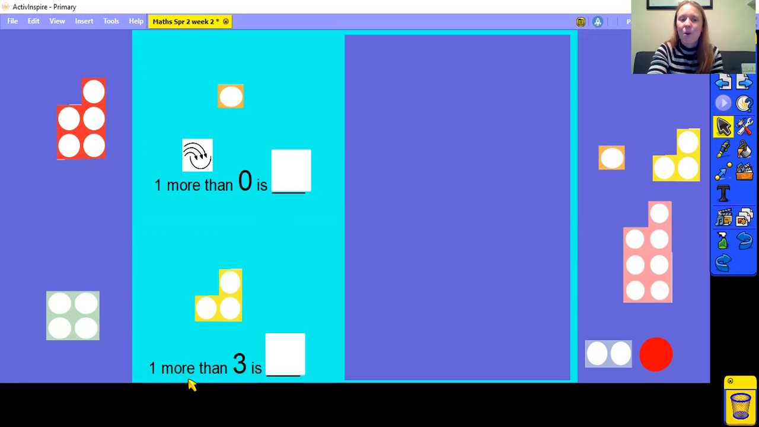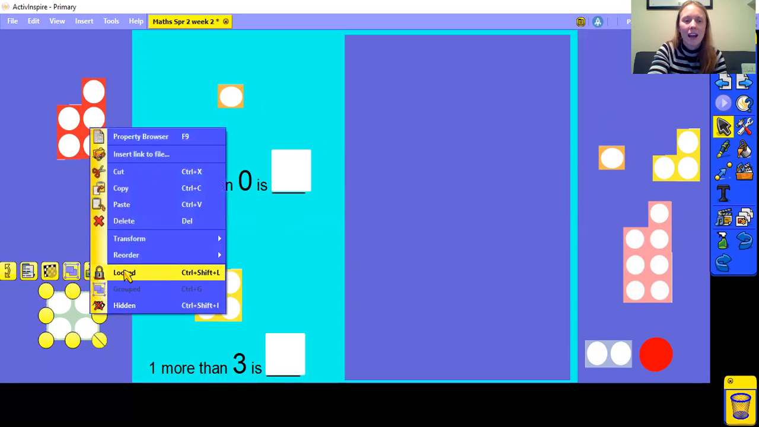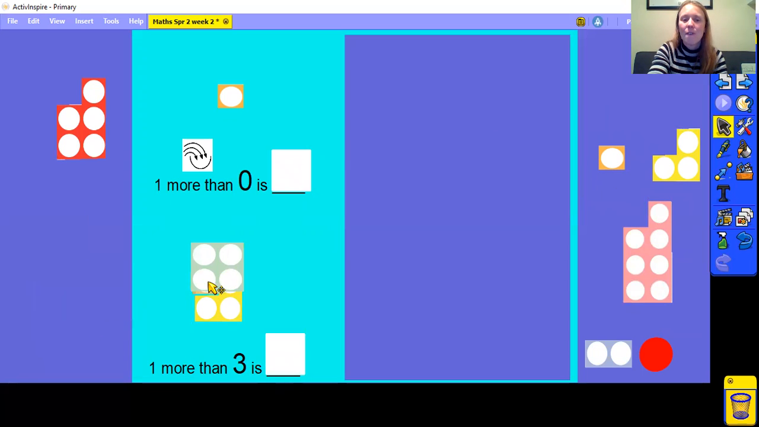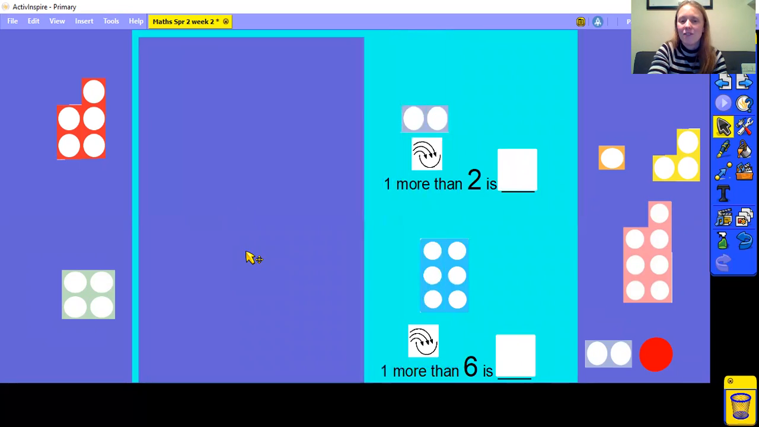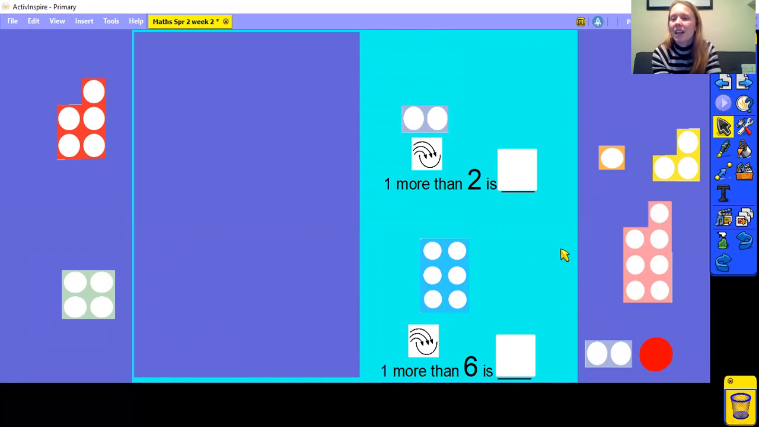This one says 1 more than 3 is... So first I need 3. Then I add 1 more. And now I have 4. That tells me that 1 more than 3 is 4. Well done if you got that right. Now have a go at the questions on this side. Pause the video while you do that, then come back and we'll check it together.